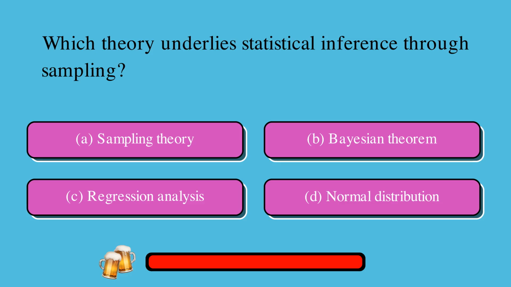Which theory underlies statistical inference through sampling? A. Sampling theory, or B. Bayesian theorem, or C. Regression analysis, or D. Normal distribution. The correct answer is A. Sampling theory.